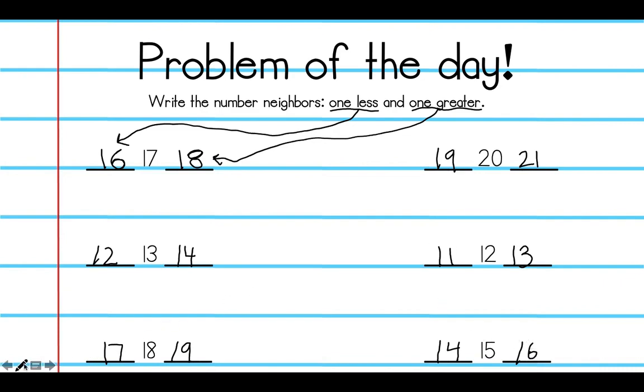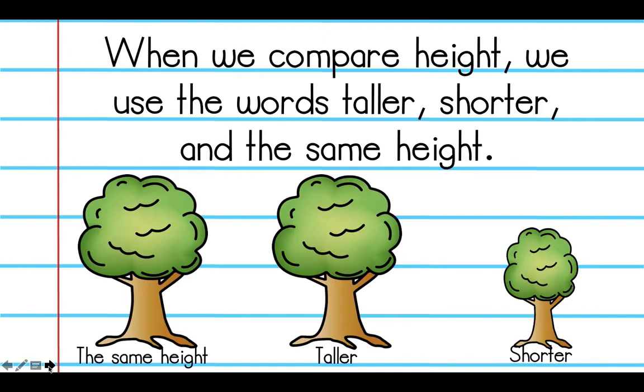Okay, now we're going to move on to the next part. So now we're focusing on the lesson today. That was just a little warm-up. When we compare height, we use the words taller, so we have this word right here, very important, taller, and shorter, and the same height. So it's similar to longer and shorter, but now it's facing up. Now everything is going up towards the sky.